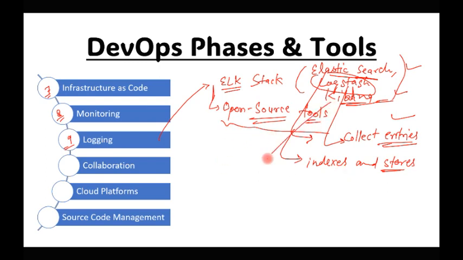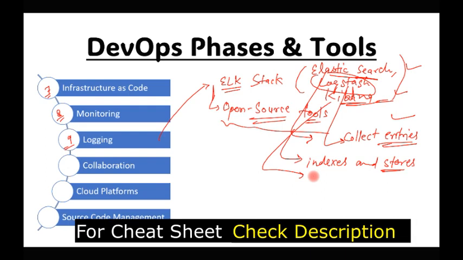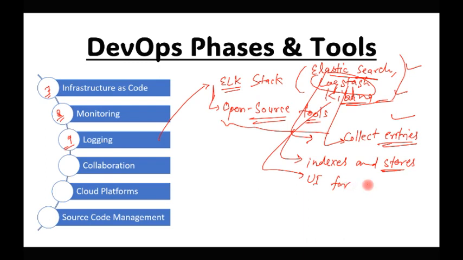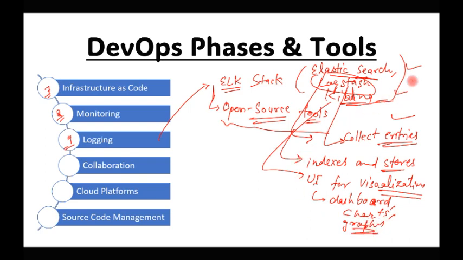Now we have the third component, that is Kibana. What exactly does it do? It provides a user interface for visualization. So how will it visualize? We can use a dashboard feature. We can use charts. Also, we can use graphs. These are the functions of all three components here that enable developers and operations teams to troubleshoot issues, track application performance, and detect security threats.